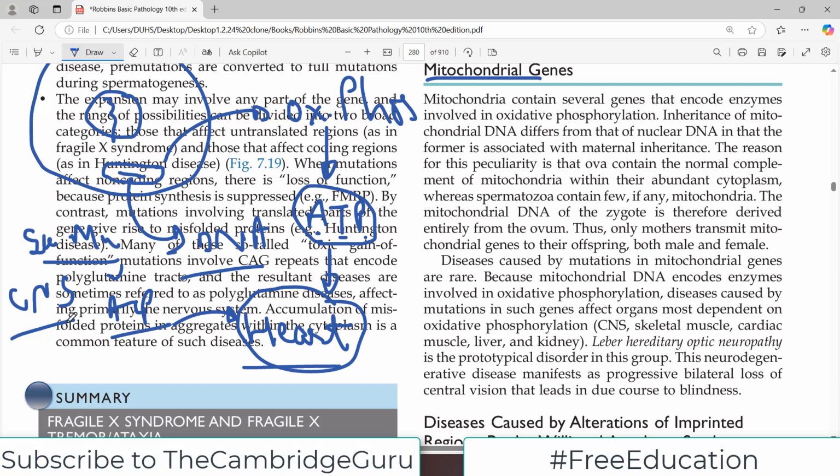And some of the organs which I mentioned such as heart, skeletal muscle, CNS, your liver and kidney, they kind of require ATP even more than perhaps the other tissues of the body. So this is the kind of background that you must know.